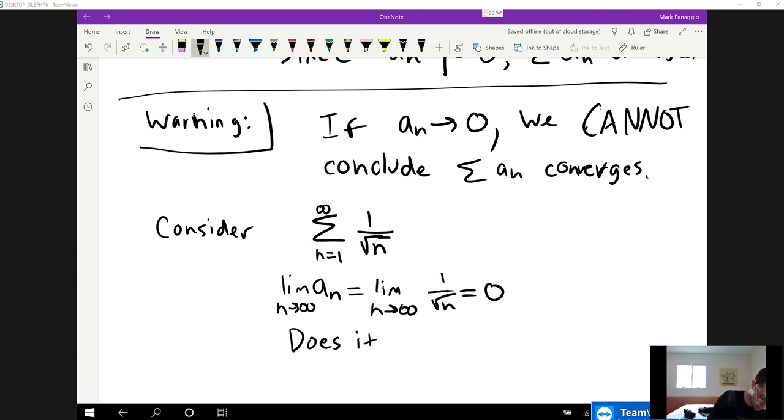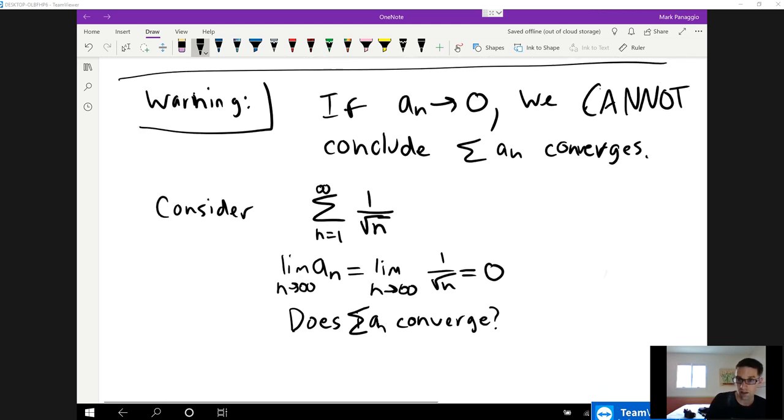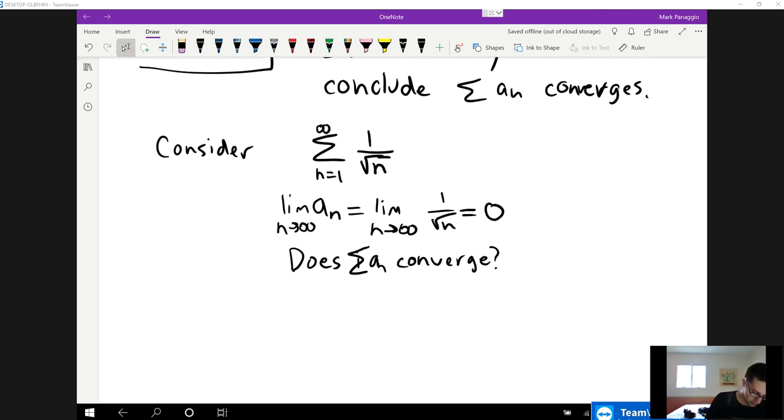Does the sum converge? Well, notice the nth term test is inconclusive on that. It does not tell us whether it converges. If the answer had been something non-zero, then we would know immediately that it diverged. But since we got 0, we don't know. And in fact, what we can show is that this series does diverge even though the terms go to 0. We're adding up smaller and smaller things, but we can still get something infinitely large out of that.